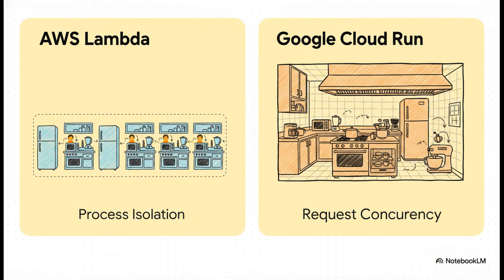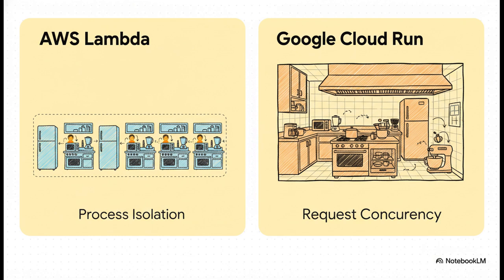The standard AWS Lambda model uses what's called process isolation. So one request gets one container. It's like giving every single customer their own private, fully stocked kitchen. It's secure, sure, but it's incredibly inefficient. I mean, if your model needs 5 gigs of RAM and you get 100 users, you suddenly need 500 gigs of RAM. It's wild.